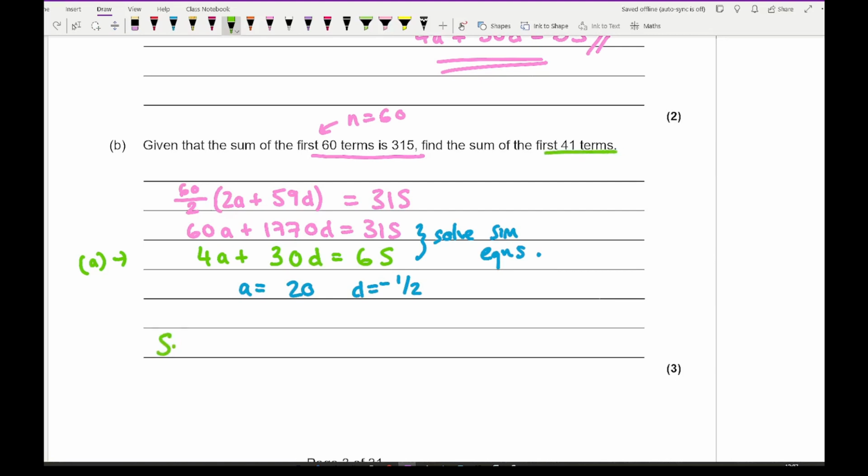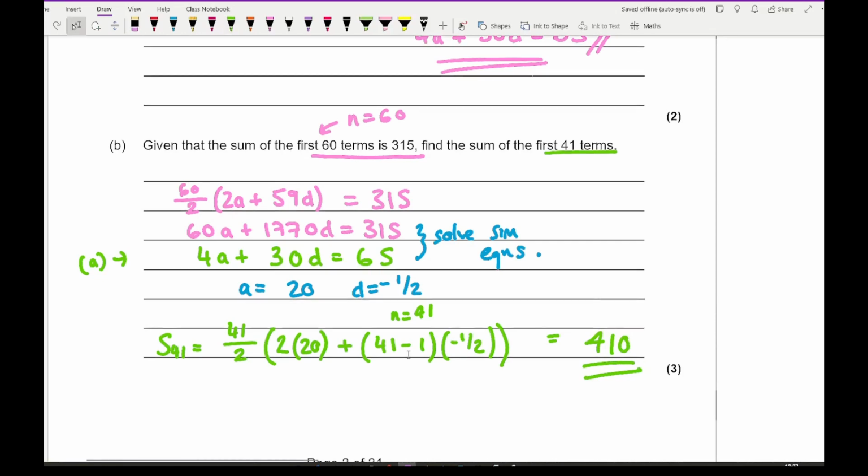In using these two bits of information, we can then work out the sum of the first 41 terms. So S of 41 is going to equal 41 divided by 2, and then it's going to be 2 lots of A, which is 20, plus n, which is 41, so it's going to be 41 minus 1 times D, which is -1/2. If I plug that all into my calculator, I get an answer of 410.